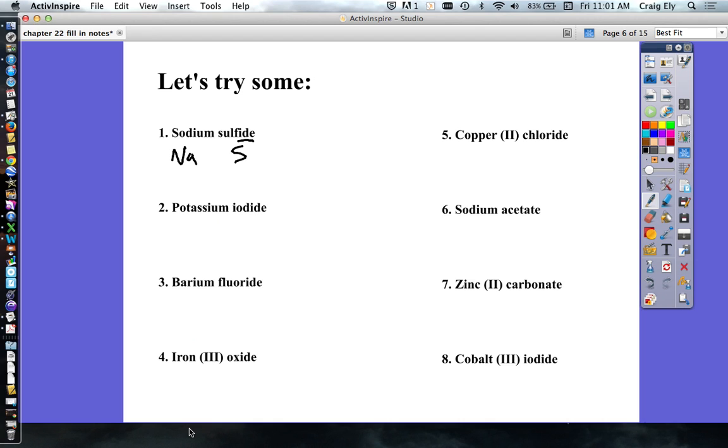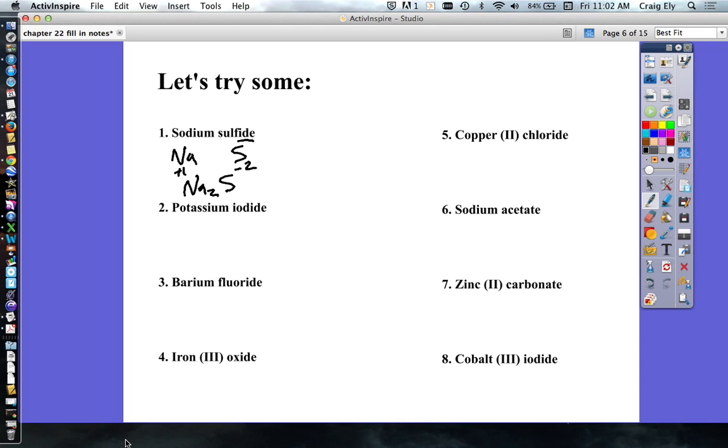If we look on the periodic table, we see that sodium has a +1 charge, and sulfur has a -2 charge. We need to balance these out. Since sulfur has a -2 charge and sodium has a +1 charge, we need 2 of these sodiums to balance out the sulfide. So we need 2 +1s to balance out 1 -2. So then we just do Na2S. This little 2 right here represents 2 atoms of sodium, so that we have 2 +1s to balance out the -2.